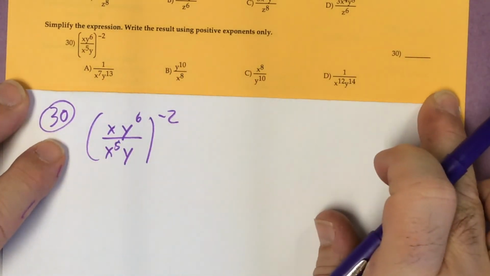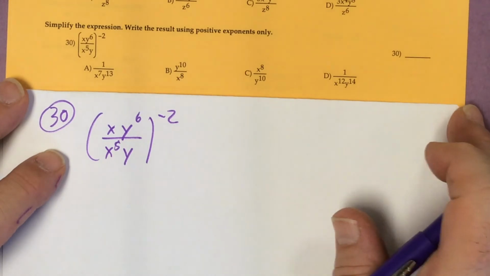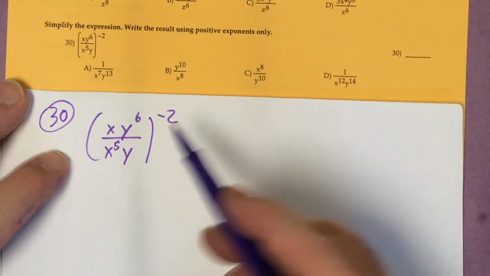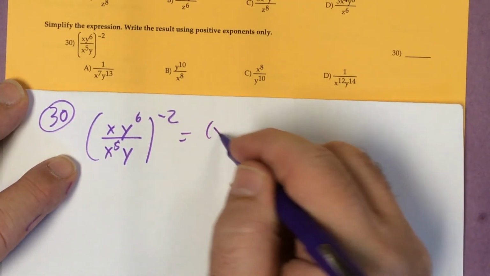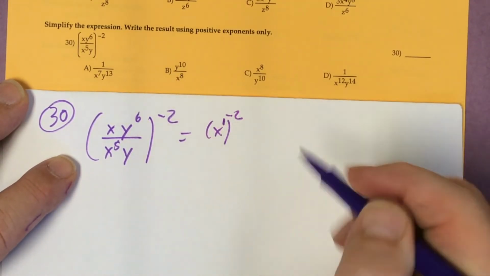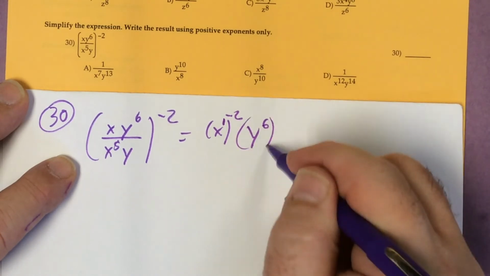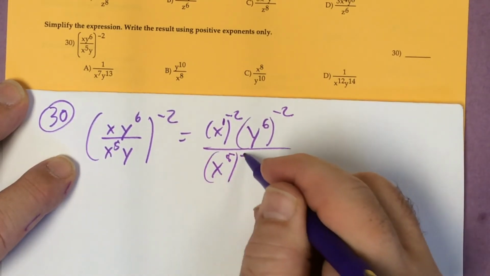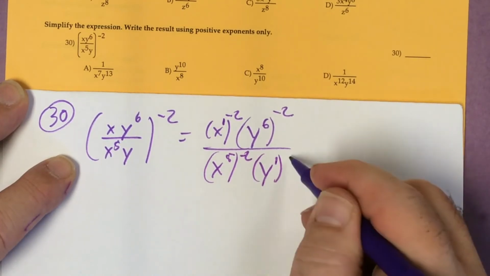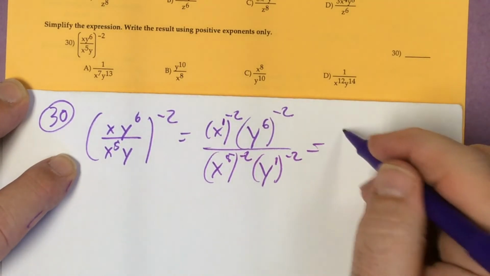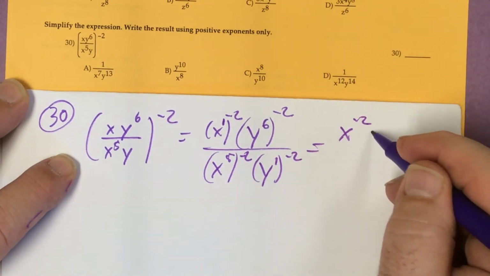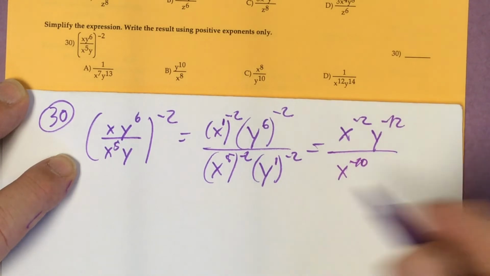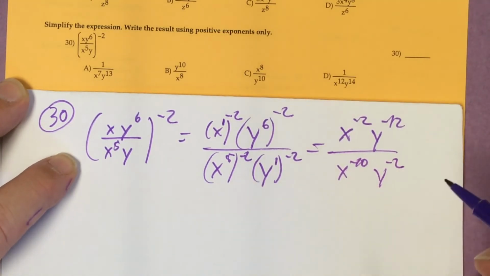Now, if you could flip it, that would probably make this a little easier because everything on the inside of this is positive. So when I multiply it by negative 2, it means everything's going to end up negative. So we're going to have x raised to the negative 2, because remember that's a 1. We're going to have y to the 6th raised to the negative 2. We're going to have x to the 5th raised to a negative 2. They're going to have y to the 1st raised to a negative 2. That's going to yield x to the negative 2, y to the negative 12, x to the negative 10, and y to the negative 2.